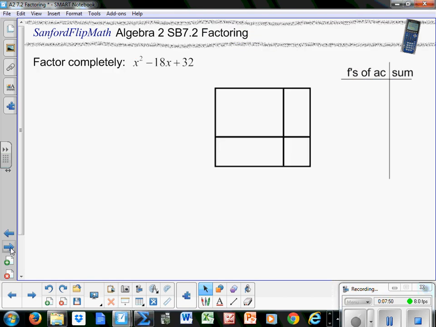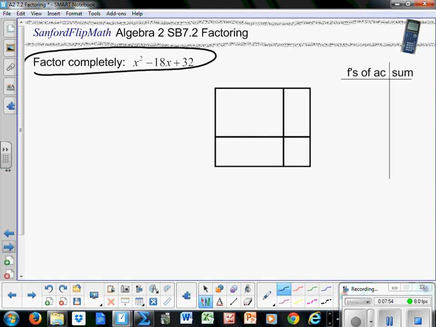Okay, so this is what the problem is going to look like. All it's going to say is this. Now let me say that there's nothing magical about the box. I happen to love the box, which is also called the area box or area model. I love the box just because it takes the mystery out of what's going on, but all the problem's really going to say is factor completely.